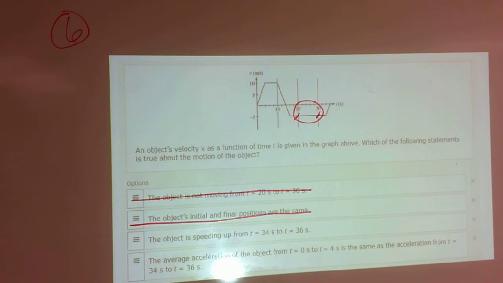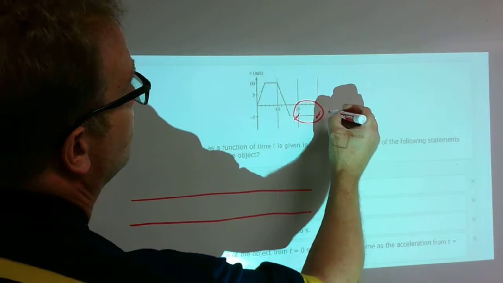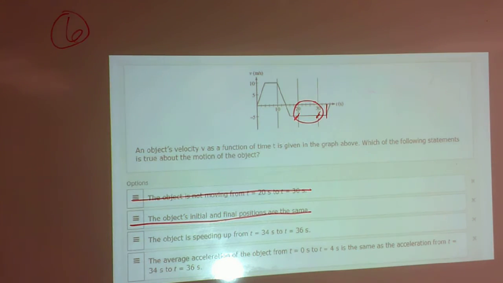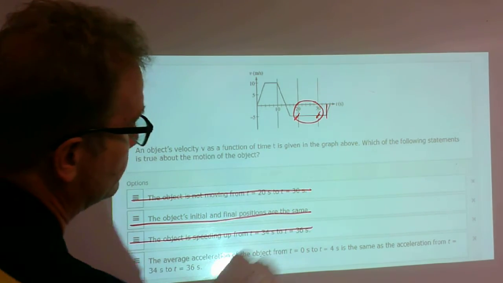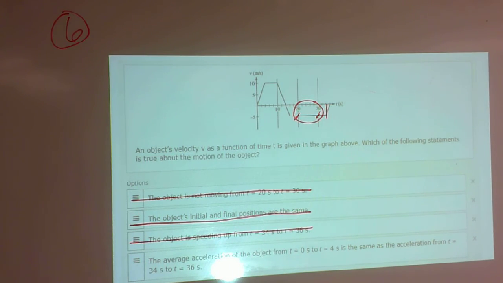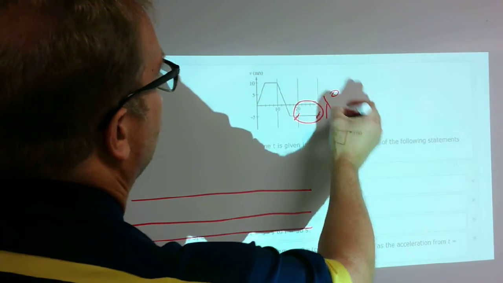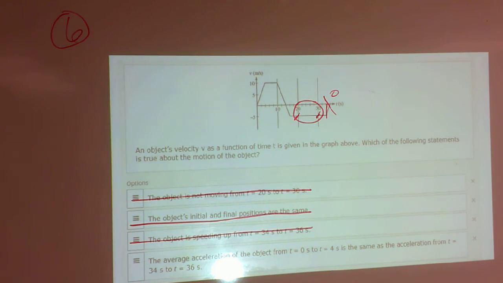The object is speeding up from 34 to 36. Well, we're slowing down to 0, so we already know that's wrong. Again, I'm going to 0 here. So again, I'm just going through and kind of eliminating choices.